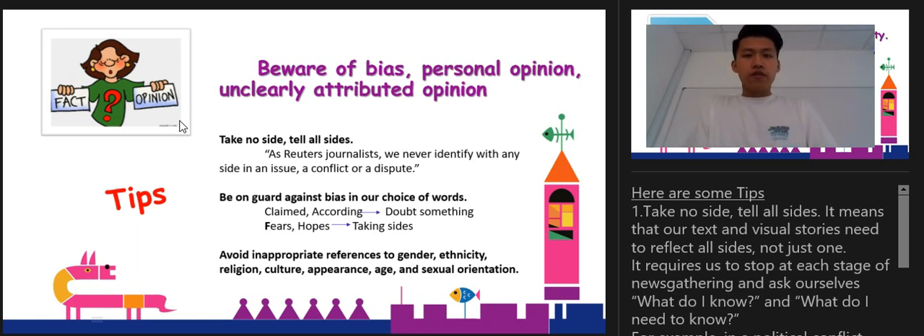Avoid inappropriate reference to gender, ethnicity, religion, culture, appearance, age, and sexual orientation. Is it really relevant that the person in the news is black, blonde, female, overweight, or gay? If it's indeed relevant, does the fact belong in the lead or should it be woven in lower down? All of this we need to think over.